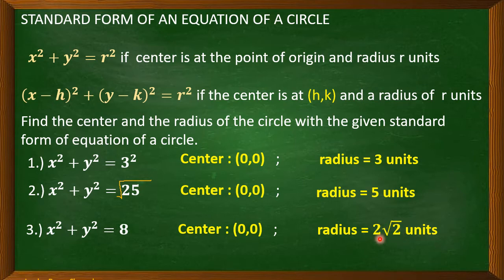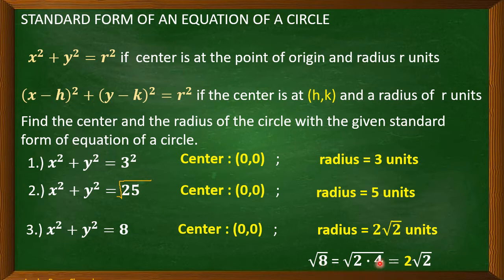How did we get this 2 square root of 2 units? We have 8, so get the principal root of 8. Next, we have to simplify this. It means that we have to factor 8 where one of the factors is a perfect square, meaning one of the factors has an integer square root. So factors of 8 are 2 and 4, because 2 times 4 is 8.